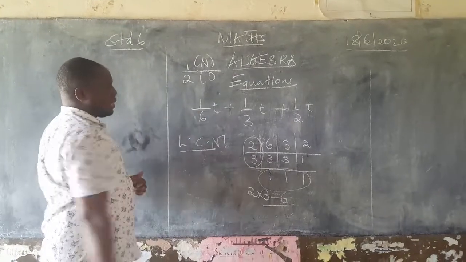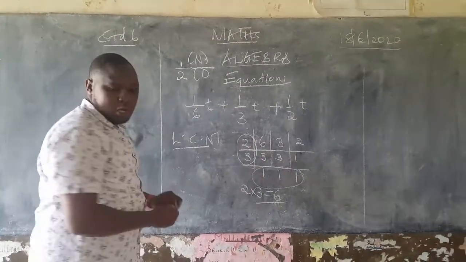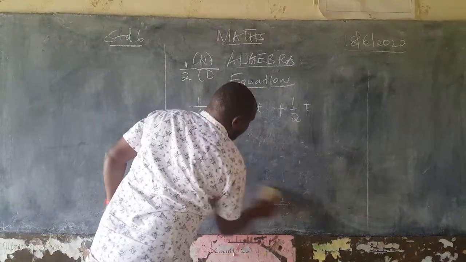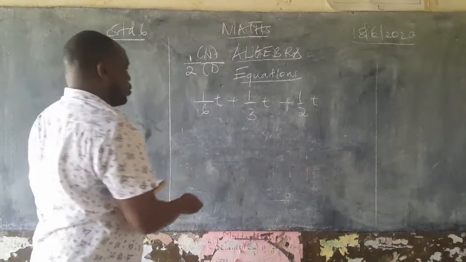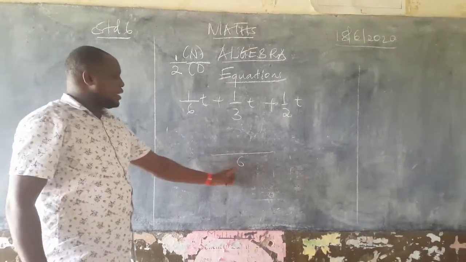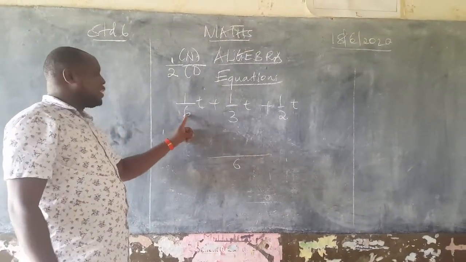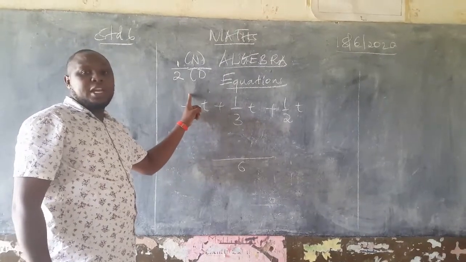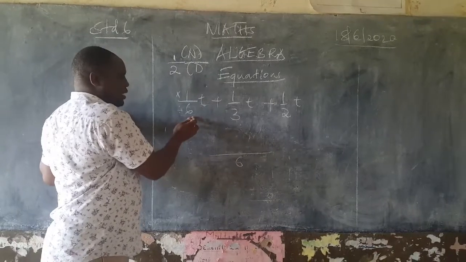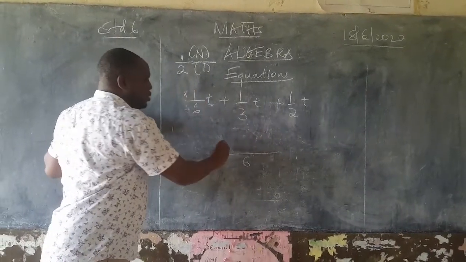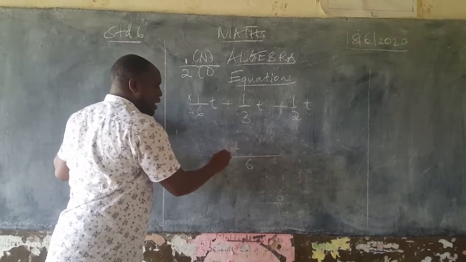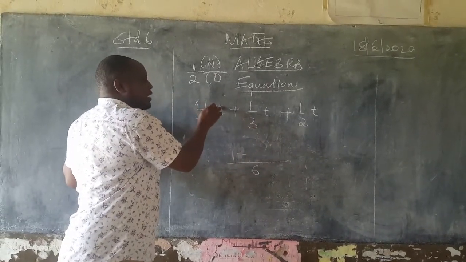So you now want to add these numbers. After getting the LCM, we want to add. We have seen our LCM is 6. So we bring our 6 down here. Then we say 6 divided by 6. We divide with the denominator, then multiply with the numerator. So here we divide and then we multiply. So 6 divided by 6 is 1. 1 times 1 is 1. Then we add. So it is 1t, which you can write t. So instead of writing 1t, just write t.